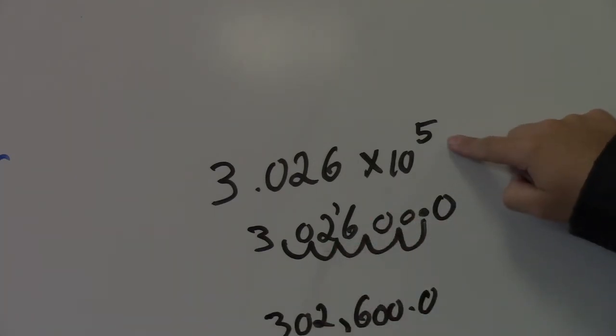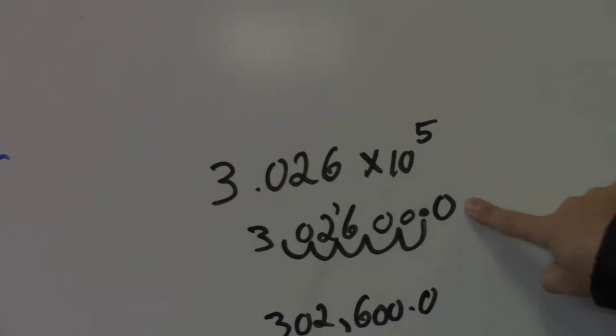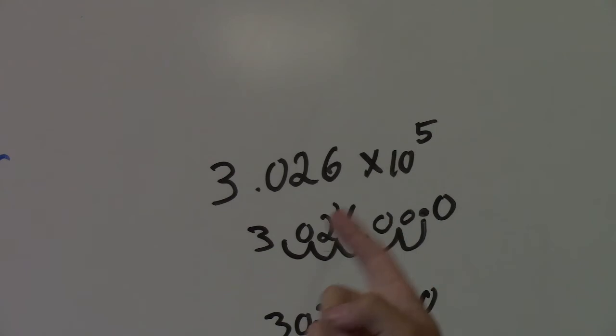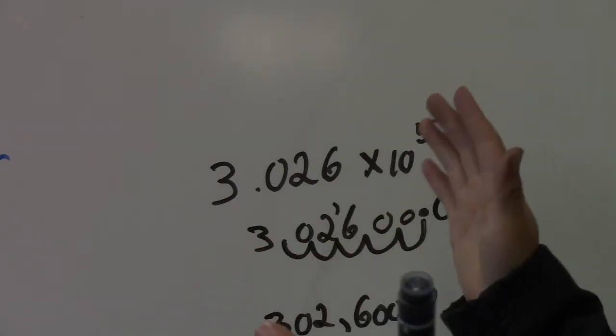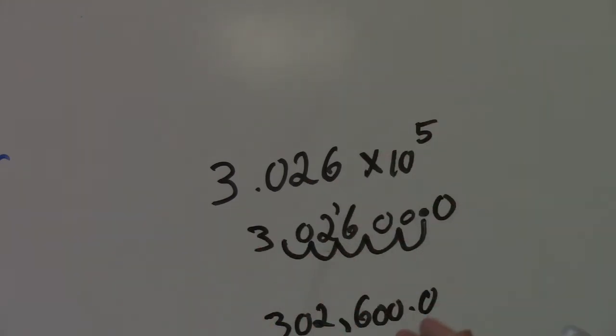So that's how we went from scientific notation to standard notation when we're talking about big numbers. But remember, you could also have a large number that actually means a small number. So we're gonna do that next.